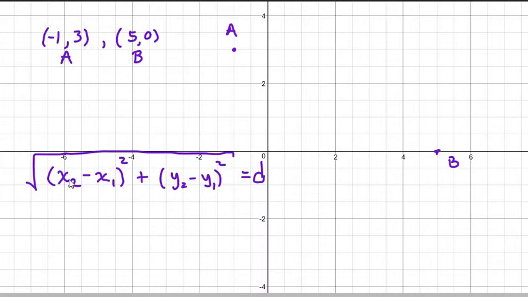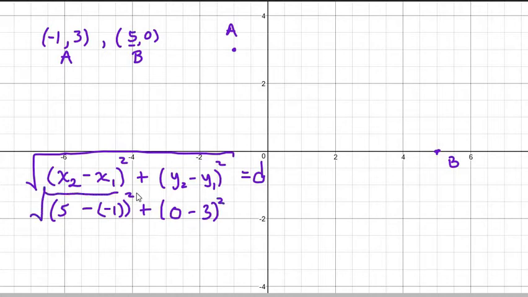So let's do that. So x of 2, which is 5, minus this -1. Now remember, let's put a parentheses around that negative. Okay, we'll deal with that here in just a second. Alright, y of 2, which is our 0, minus 3 squared, and let's remember the whole thing is square rooted. Okay, so we have a minus and a minus. That's going to make that a plus. 5, so that'll become 5 plus 1 is 6, and 6 squared is 36.